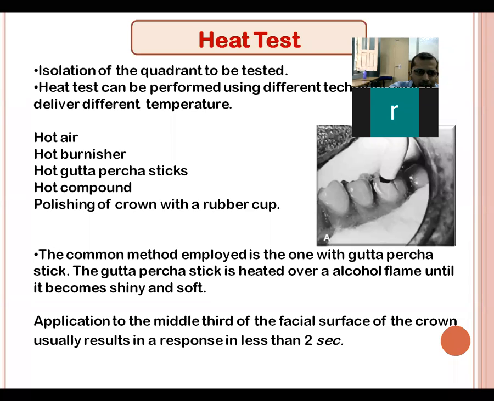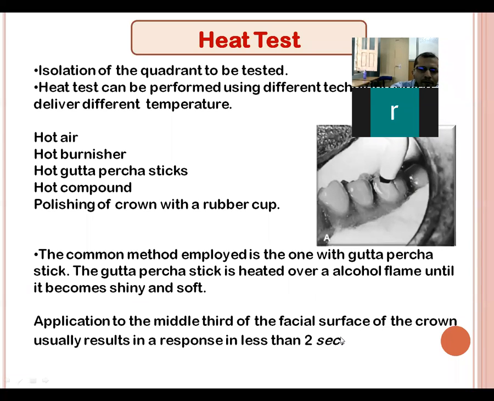Heat test, basically, is if there is a particular suspect tooth that you have shortlisted after the intraoral examination, then you isolate that particular tooth and do the heat and the cold testing. Now, how do you do heat testing? First is hot air, hot burnisher, hot gutta percha sticks, hot compound, and polishing of the crown with a rubber cup. The rubber cup is placed into a straight handpiece and rotated at high speed. Once that rubber cup touches the tooth, heat is generated and the heat testing is done.